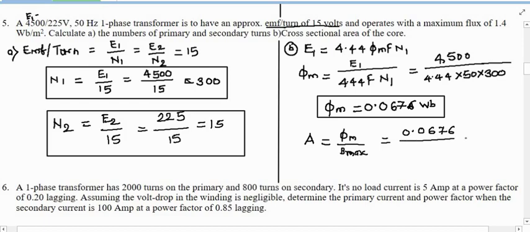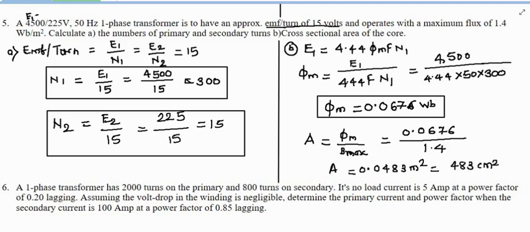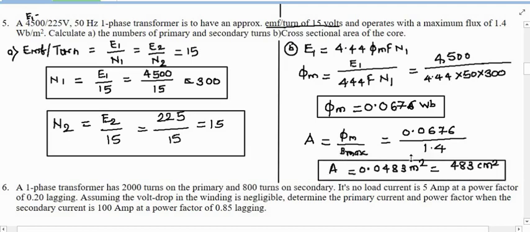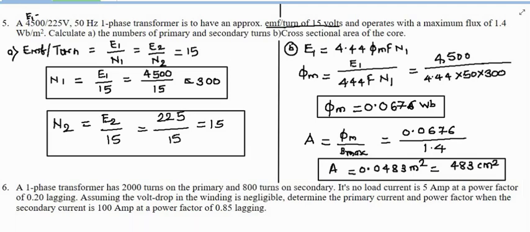0.0676 divided by B max, which is given in problem 1.4. So your area will be 0.0483 meter square, or in centimeter square I can write 483 centimeter square, right? These are the very simple problems I am taking. Let us move to the next problem.